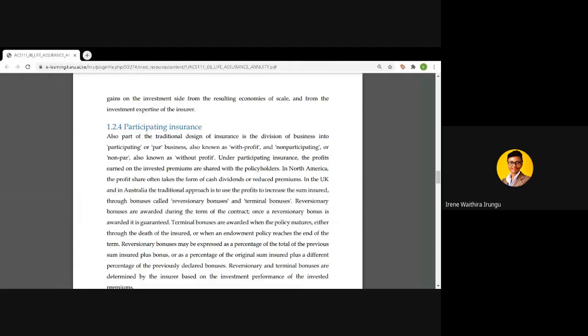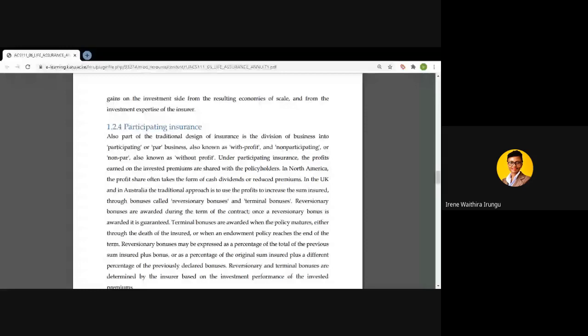So we can now look at participating. Participating contracts are also known as with-profit types of contracts. We still classify this as traditional because the main element of participating insurance is not necessarily the investment part, but still the larger part of the contract is tied to the insurance. Therefore, we will consider it still as a traditional type of contract.